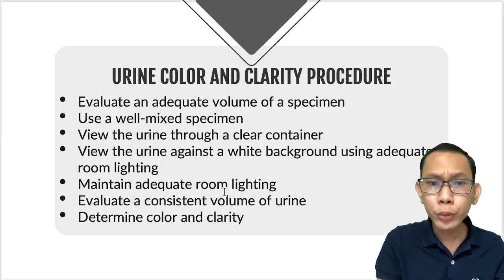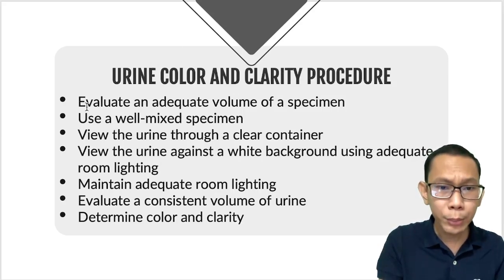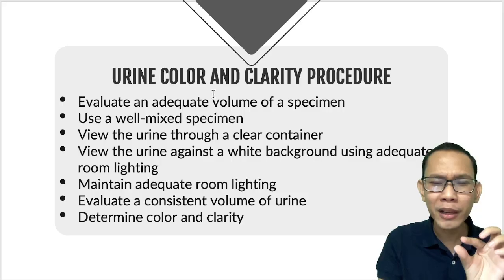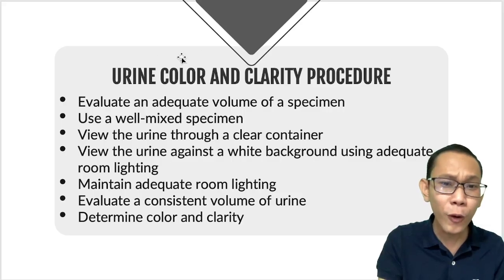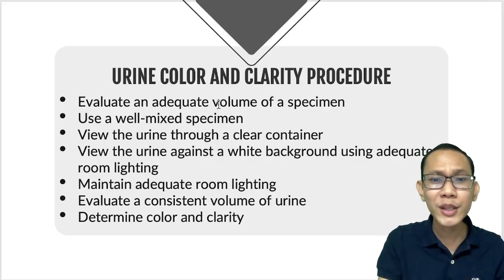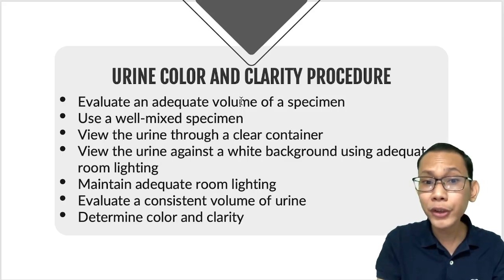So this is now the correct procedure in doing your urine color and your clarity. Number one is you have to evaluate an adequate volume of your specimen. Of course, it's gonna be very difficult if you have only a portion or less than an ml of your sample in terms of identifying the clarity. Of course, the color, it would be easier. But for the clarity, would it be enough for the specimen? For example, less than 1 ml lamang for us to identify the clarity of that sample. It's going to be very difficult. That's why there must be an adequate amount of your specimen.